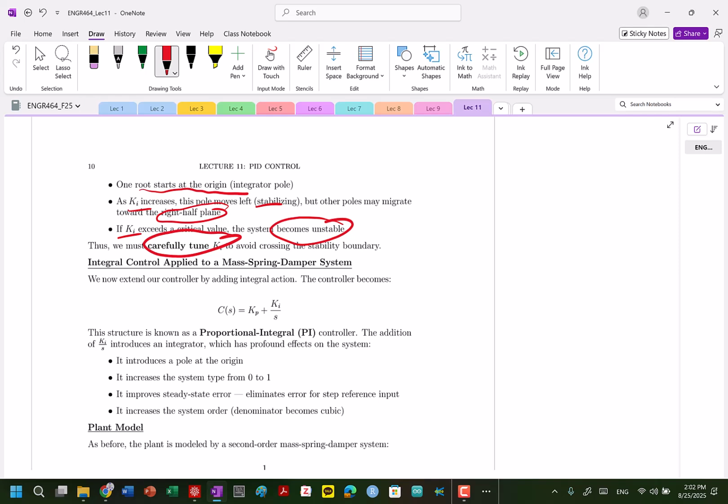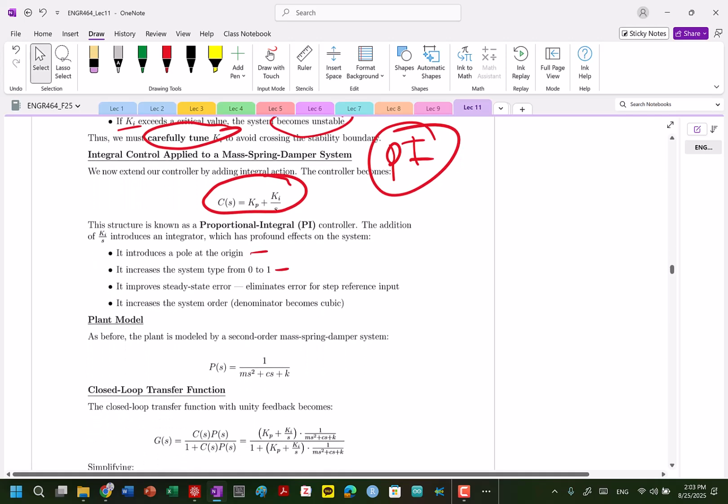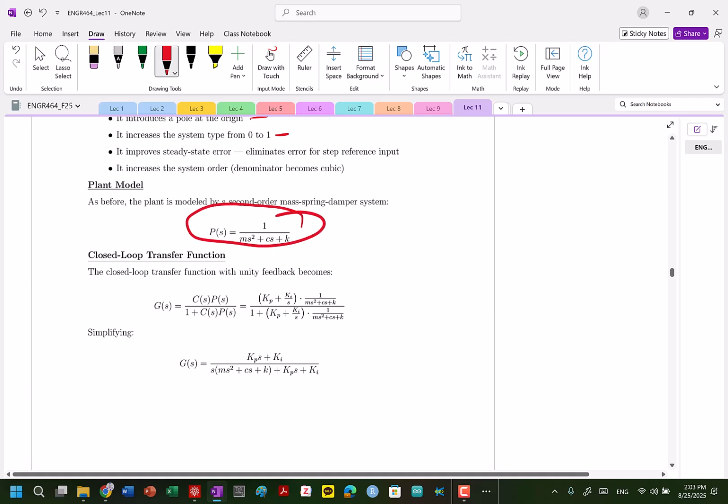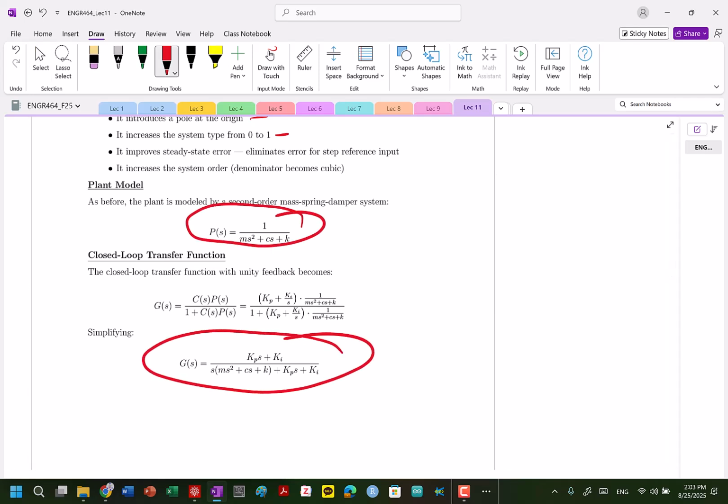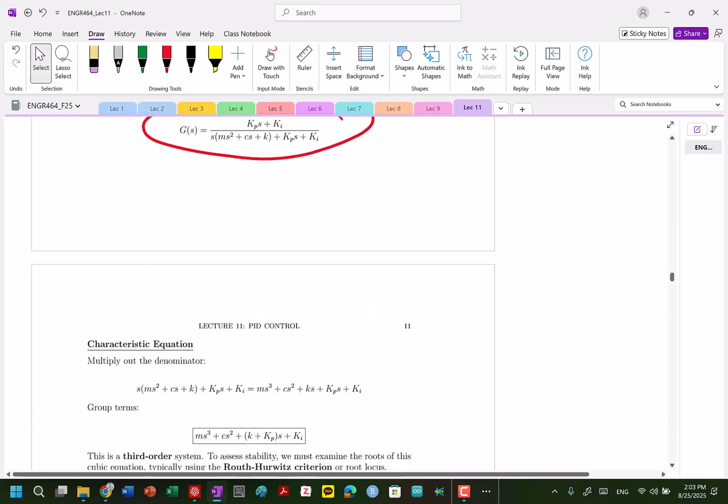So let's say we have PI control. Very, very common control system. So let's look at that PI control. Pole at the origin, increase system type now from 0 to 1. We improve that steady state error, increase the order of the system. So second order system transfer function, now here we're third order. So we have to look at this and be careful.